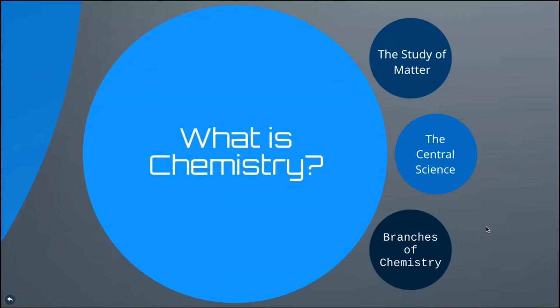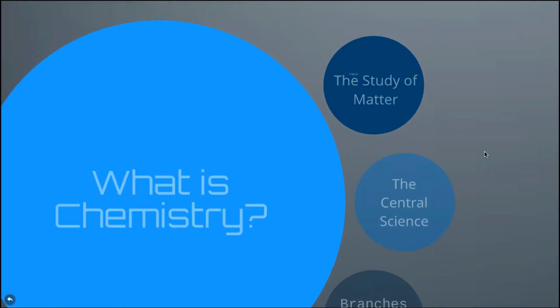So now let's get more into chemistry. What is chemistry? Here are two ways you can think of it: chemistry is the study of matter, and a lot of times it's even called the central science. Let's look at each of those and start with matter. Let's just talk about matter for now.